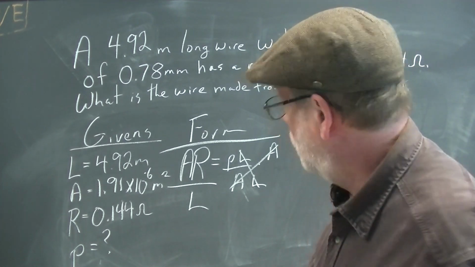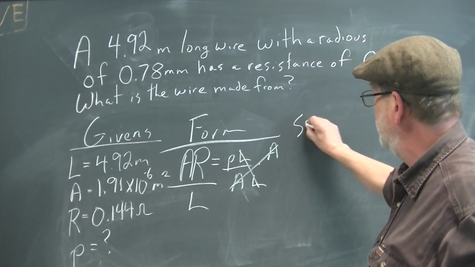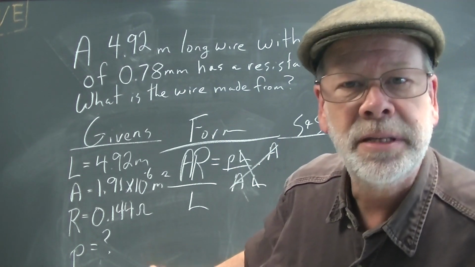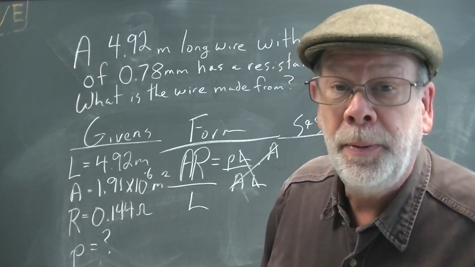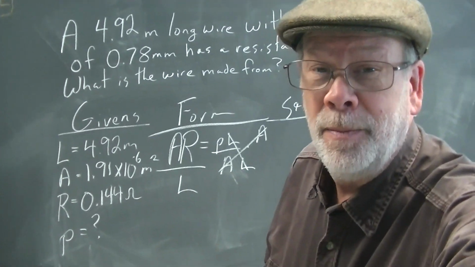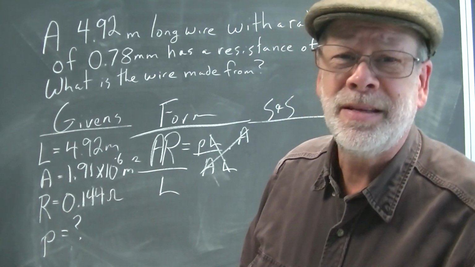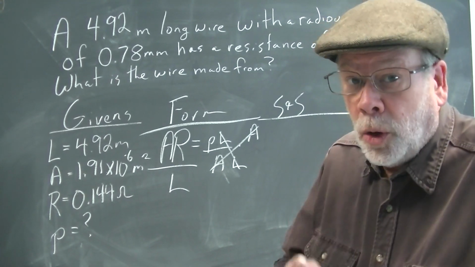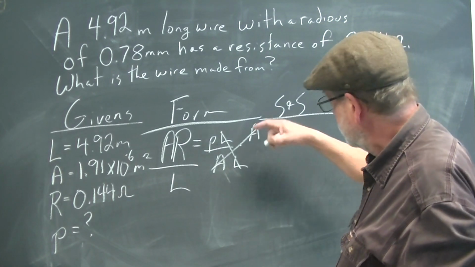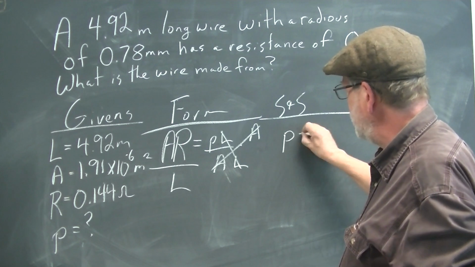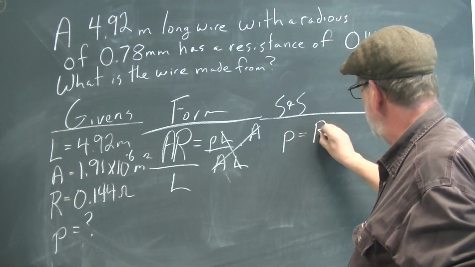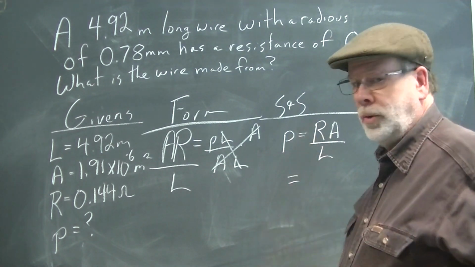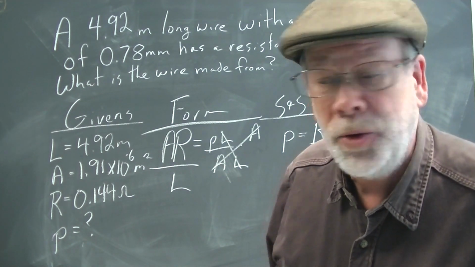So when you go to your S&S, that substitution and solution stage, rewrite that so it's not a mess. Too often people can make a silly mistake because they left a mess and they just put the wrong thing in the wrong place. It's really easy to do. So when you're doing good physics, do it right. That's rho equals, we'll say RA over L. Okay, you're just about done now. Now you can substitute in.